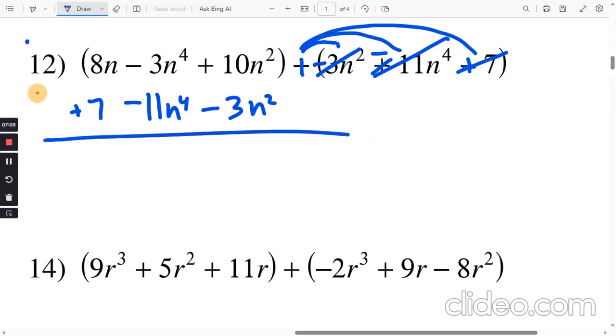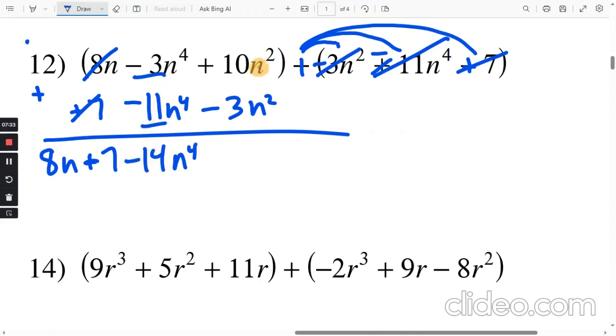And now we can just add. Okay. So these don't match, so I'm just going to write them 8n and positive 7. Okay, n to the fourth matches. So we keep n to the fourth. Negative 3 minus 11 is negative 14. The n squareds match, so we're going to keep n squared. 10 minus 3 is positive 7.